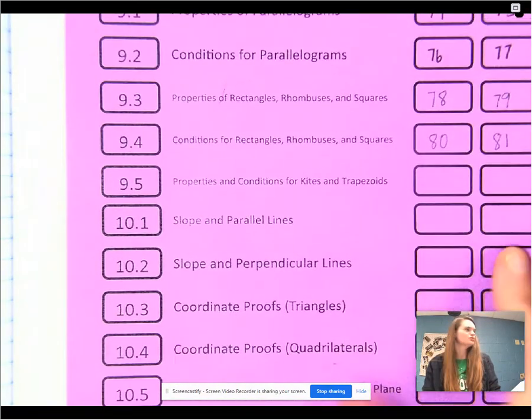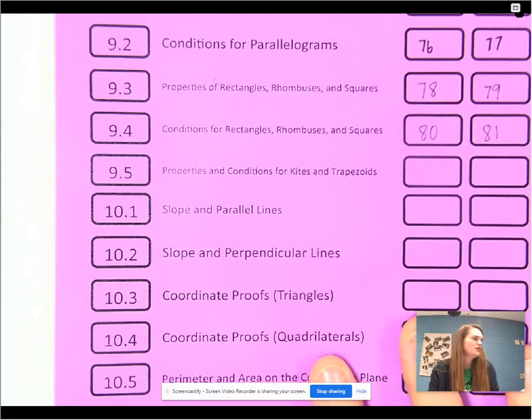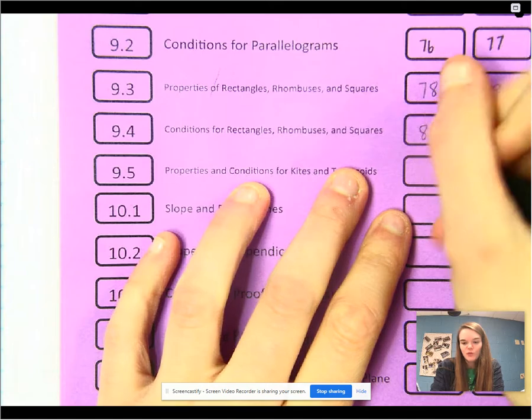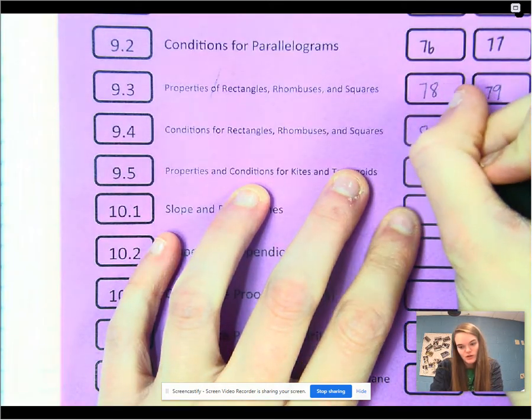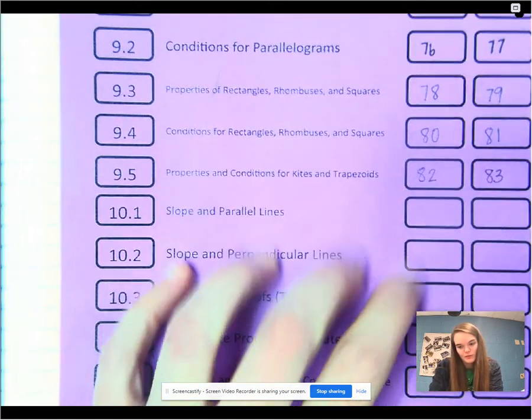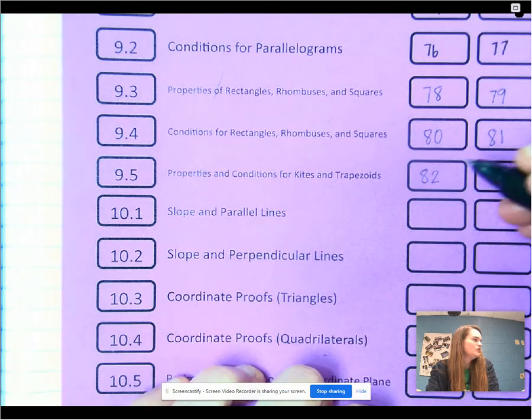All right, guys, we're going to do the last section of Module 9, which is properties and conditions for kites and trapezoids. Now, there will be two videos for this. One of them is going to be very short, and the other one obviously won't be as short. So, 82 and 83, so go ahead and turn there.